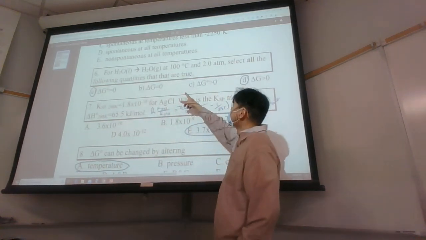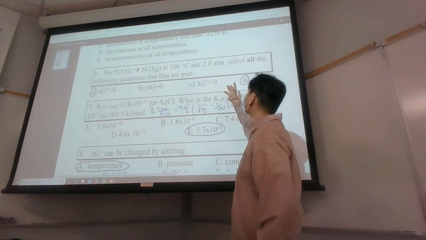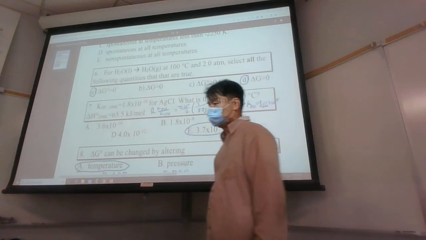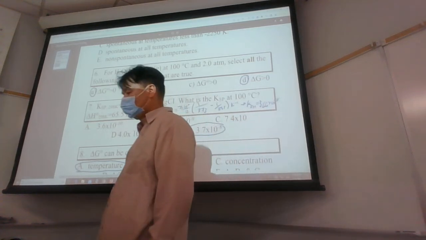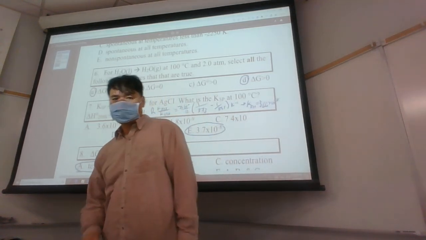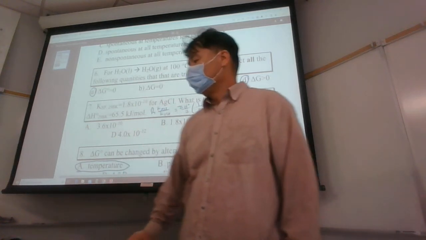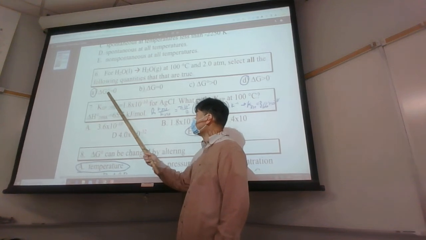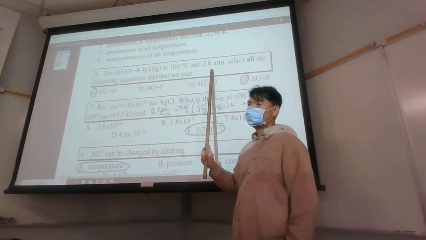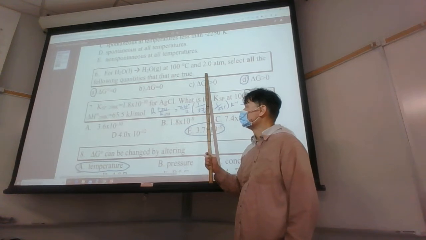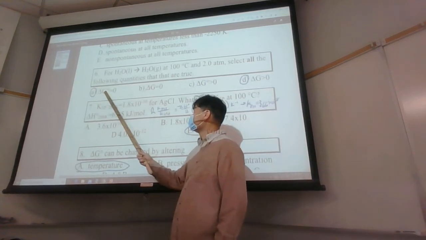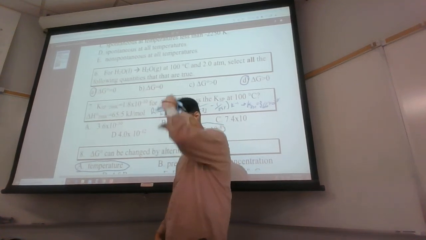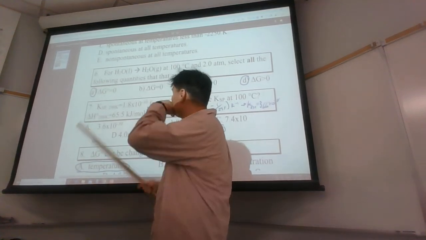Six. For H2O liquid to H2O gas at 100 degrees C in 2 atmospheres, select all the following quantities that are true. All right, this is kind of a trick one here because this is non-standard. 2 atmospheres is non-standard. But I'm asking you under standard conditions. So what we have to do is we have to say, okay, under standard conditions, what is it?